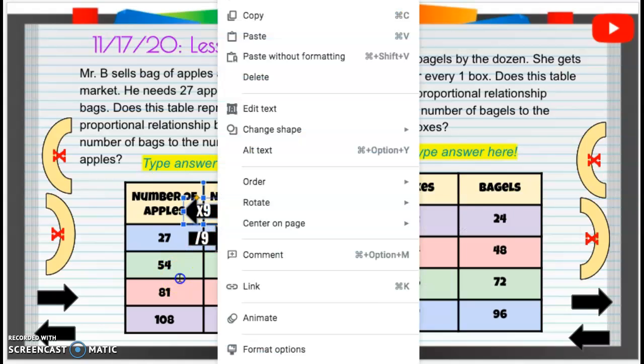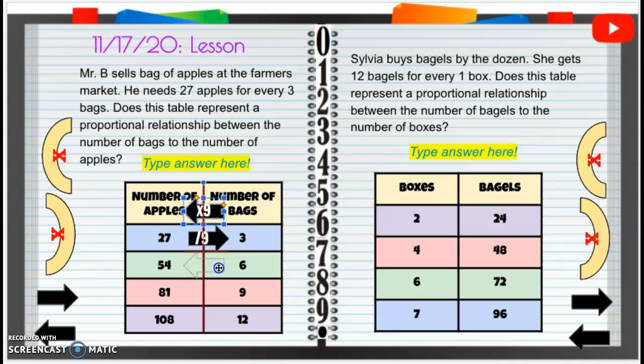Is 6 times 9 54? 9 times 6 or 6 times 9? Yes, it is 54. How about 9 times 9? Is that 81? Yes, it is. How about 12 times 9? If you do 12 times 9, you will get 108. Do you get 108? Yeah.